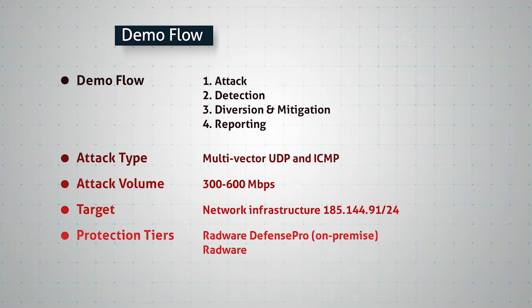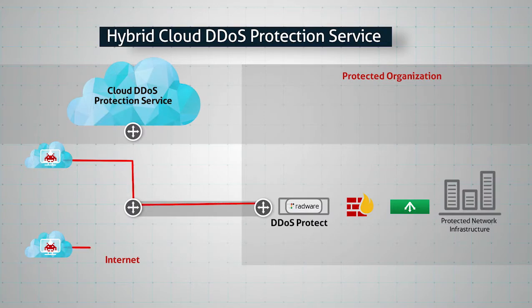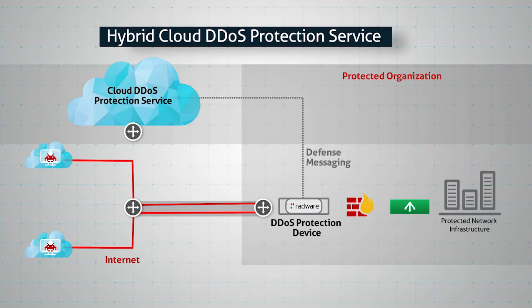Our network is protected by an on-premise DefensePro device for always-on, real-time detection and mitigation integrated with Radware's hybrid cloud DDoS protection service with cloud scrubbing to address volumetric attacks. When an attack is launched, it is detected and blocked at the perimeter in real-time by Radware's on-premise DefensePro device. DefensePro communicates with a cloud DDoS protection service to sync security policies, traffic baselines, and attack footprint.